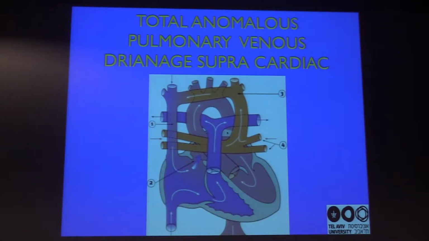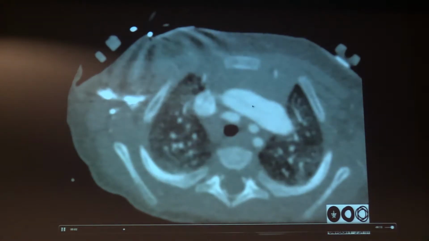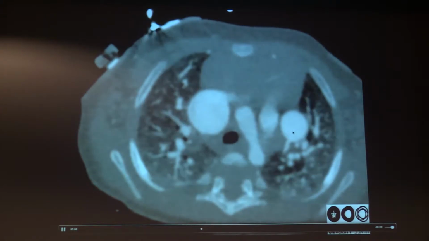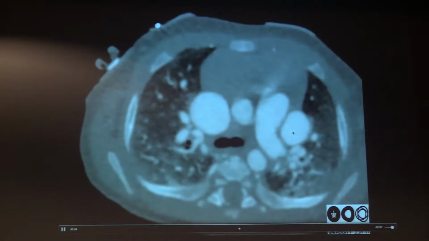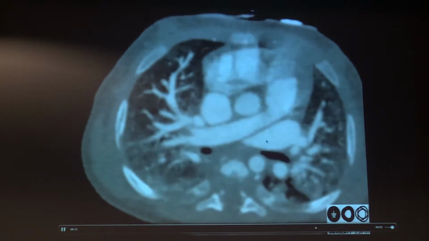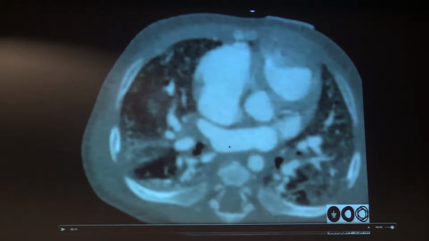Next case, of course, will be total anomalous pulmonary venous drainage, supracardiac. This is the pulmonary vein here. This is the vertical vein, and this is the innominate vein. This is the SVC, and this is in real life. This is the innominate vein. This is the vertical vein here, going up, and we can see the common vein here, and the pulmonary veins enter the common vein here. You can see it here and here.